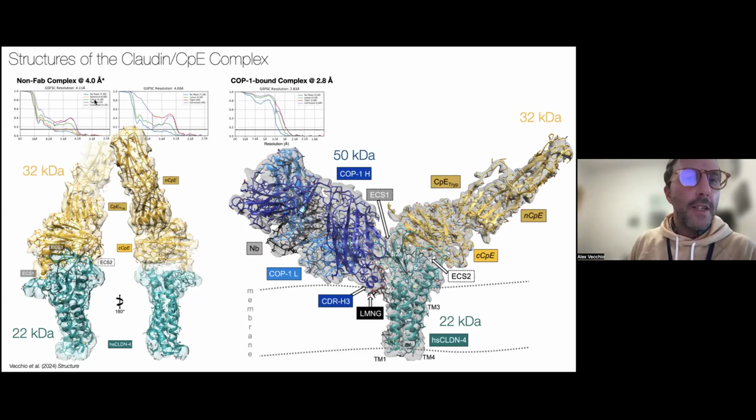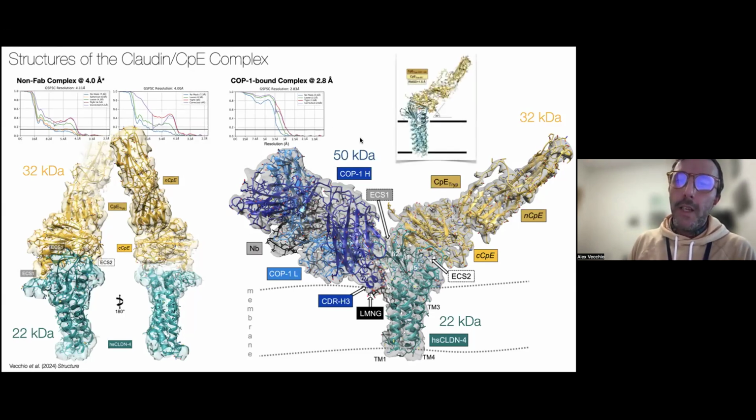We did manage to get this down to 4 angstrom in CryoSPARC, but to me, the maps are actually more like 5 or 6 angstroms. But it didn't really matter because we didn't need atomic level insights from this structure, because we were able to obtain that with the Fab-bound structure. The Fab-bound structure was resolved to 2.8 angstroms.